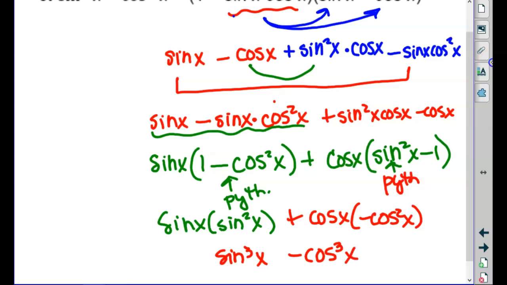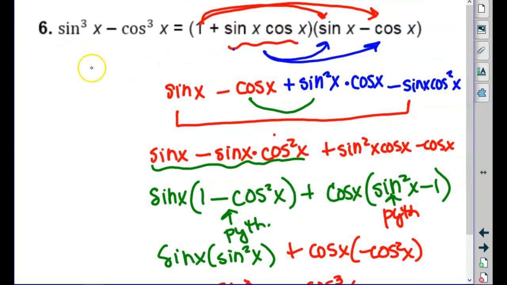Okay. What we probably should have done, anybody remember the difference of cube pattern? We could have factored this left-hand side. I'll just go through it real fast. It would have factored sine of x minus cosine of x times, and then you square each of those, so it's sine squared, and then it's the opposite of these together, which would be a plus sine cosine. And then it's plus cosine squared.